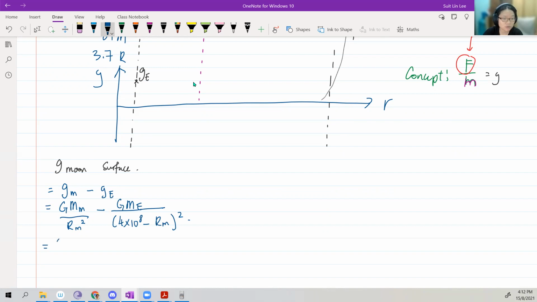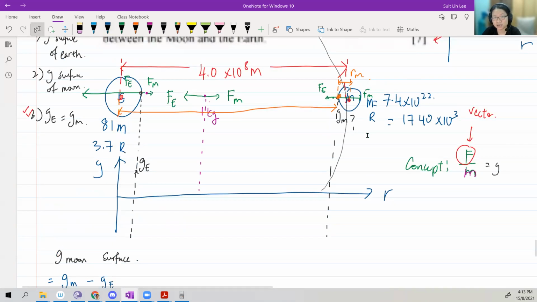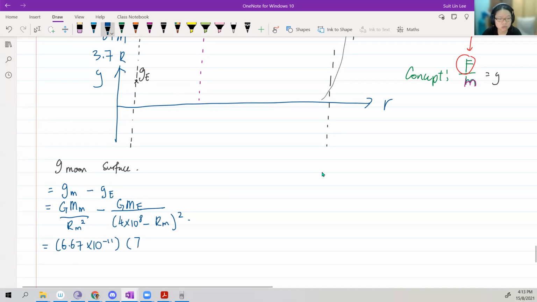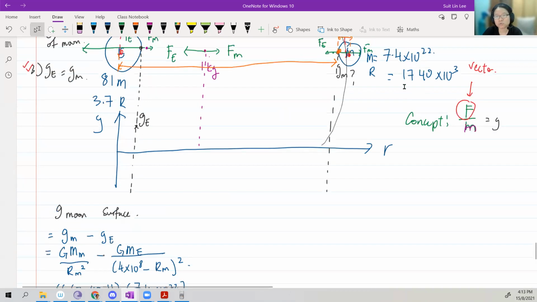Okay, so this one, 6.67. Now, normally I would factorize, but because I want to know how big g_E is, so that I know if I really need to do this again for the Earth. Actually, I don't know. I will probably just do both so that I don't lose any marks, because I don't know where the 7 marks are. Okay, so this is G. Mass of the Moon is given, 7.4 times 10 to the power 22 kg, divided by the radius of the Moon, 1740 times 10 to the power of 3.